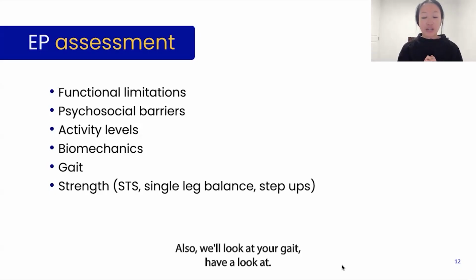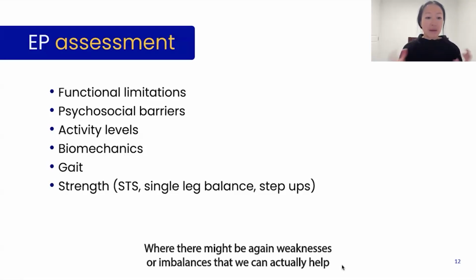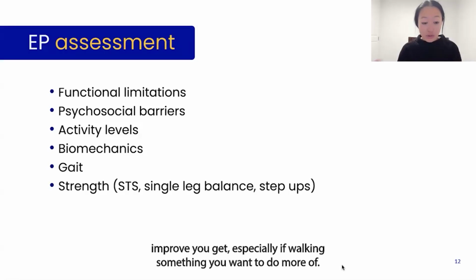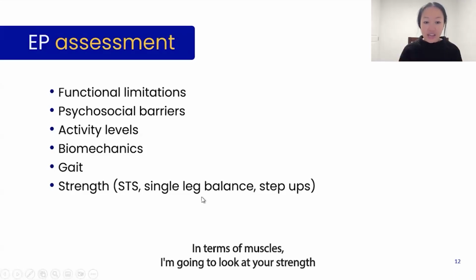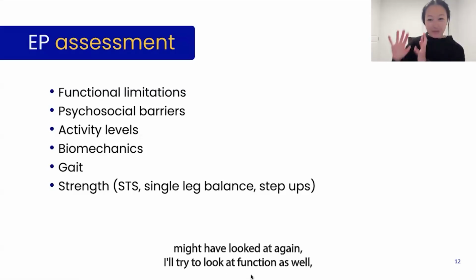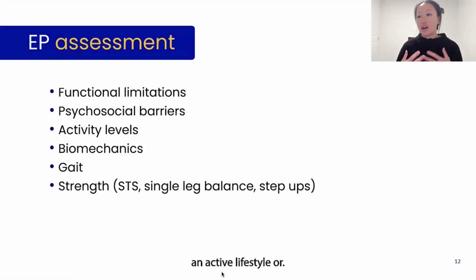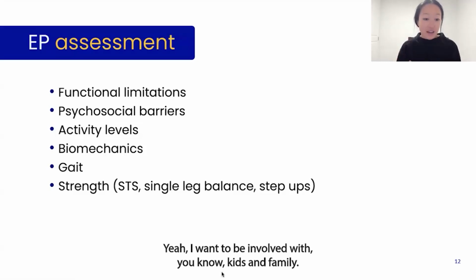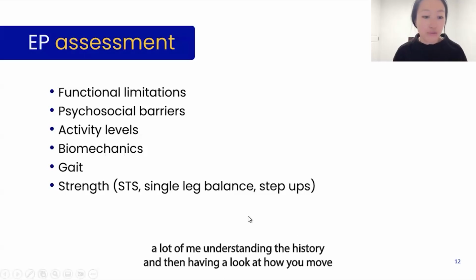Also, we'll look at your gait, have a look at if you are making compensations, if you're walking slower than normal, and have a look at where there might be, again, weaknesses or imbalances that we can actually help improve your gait, especially if walking is something you want to do more of. And then same thing in terms of muscles, I'm going to look at your strength in some similar positions that the physiotherapist might have looked at. Again, I'll try to look at function as well, because I think that's very important when you are trying to maintain an active lifestyle or want to be involved with kids and family. So sorry, that was a bit long-winded, but it's a lot of me understanding the history and then having a look at how you move physically as well.